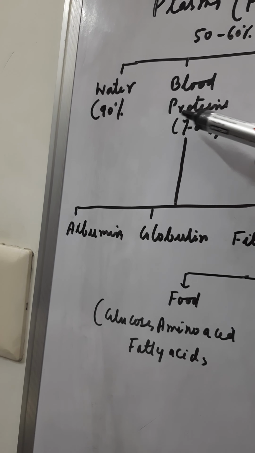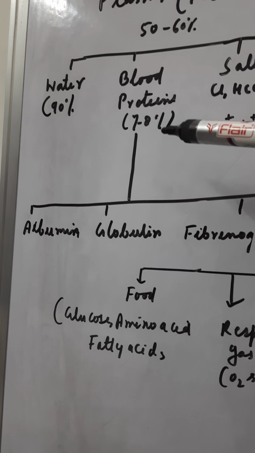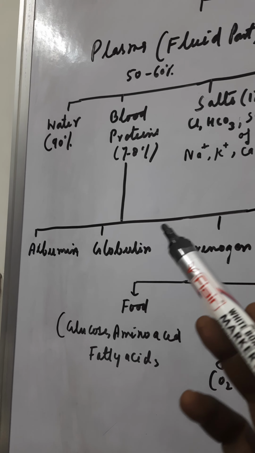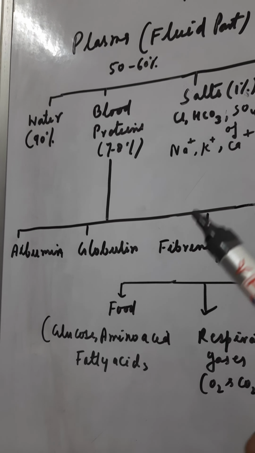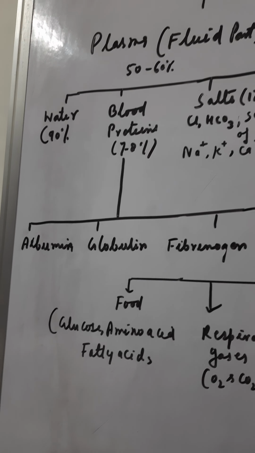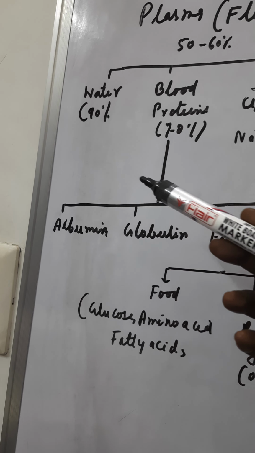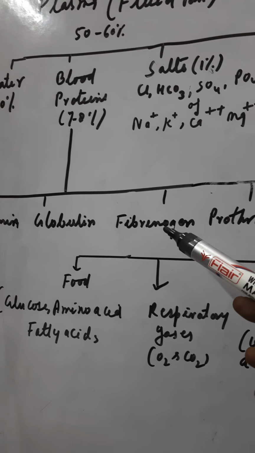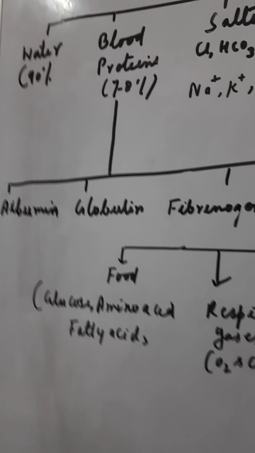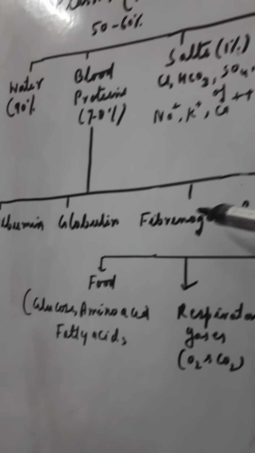Now we are coming towards the blood proteins which are present in the plasma. These are important things, please remember, because in the examination it may be asked about the blood proteins, or in odd one out, these things are very helpful. Blood proteins are albumin, globulin, fibrinogen, prothrombin and antibodies.